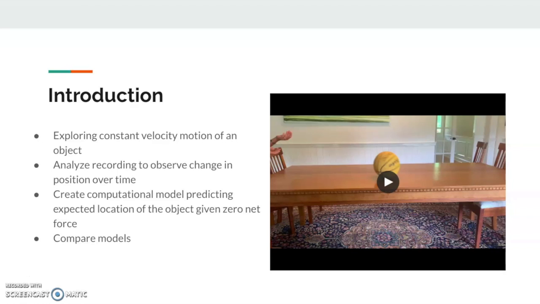This visual of observed motion can then be used to create a computational model depicting an object in motion with a constant velocity and zero net force. I then compared the experimental observations to the computational model to see if my model matched what actually occurred.